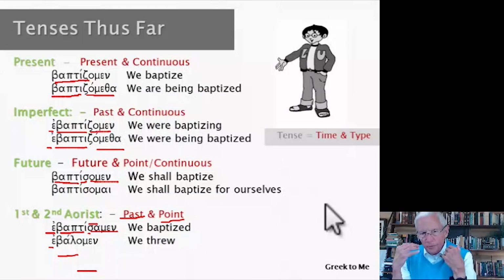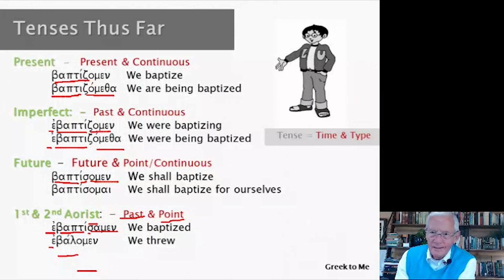So from this point, then the next thing to look at are our second aorist irregulars. And there's a presentation on that alone.